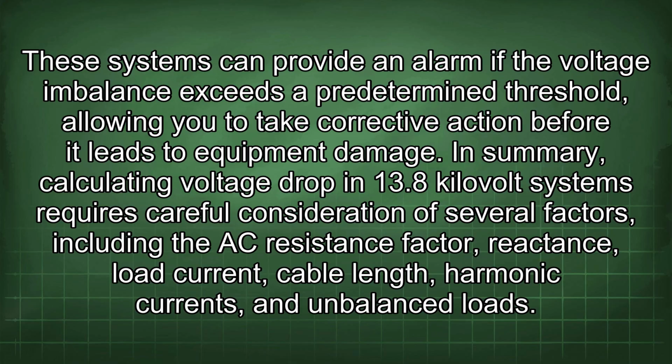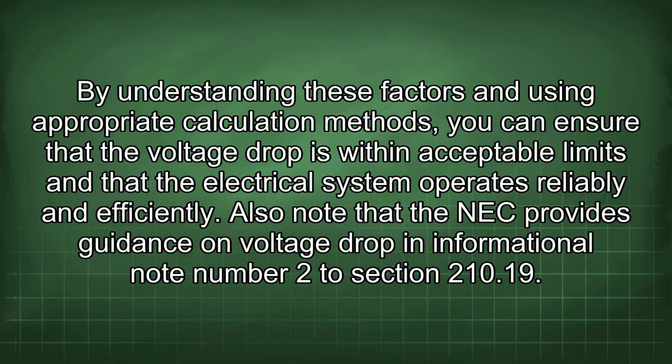In summary, calculating voltage drop in 13.8 kilovolt systems requires careful consideration of several factors, including the AC resistance factor, reactance, load current, cable length, harmonic currents, and unbalanced loads. By understanding these factors and using appropriate calculation methods, you can ensure that the voltage drop is within acceptable limits and that the electrical system operates reliably and efficiently.